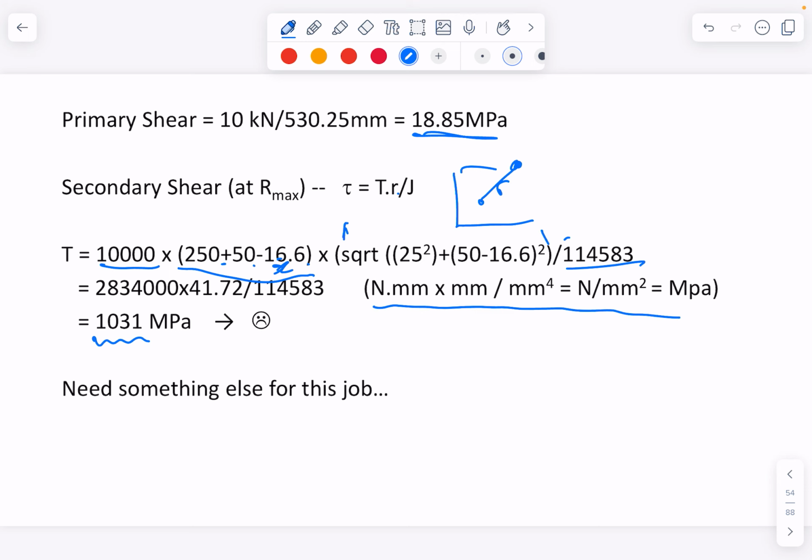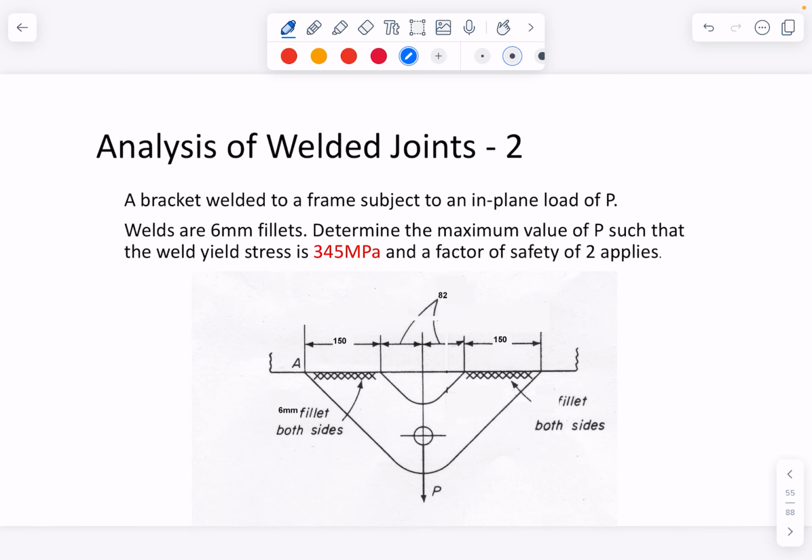Just for noting, just a habit, write your units down as you're doing your sums. I've got Newton millimetres times millimetres, so that's Newton millimetres squared, divided by millimetres to the fourth, which gives Newtons per millimetre squared, so that's megapascals. It just helps to give you that second check of what you're doing for yourself.